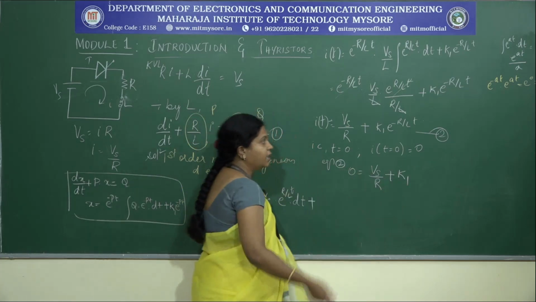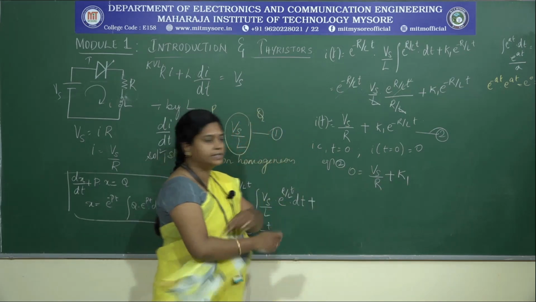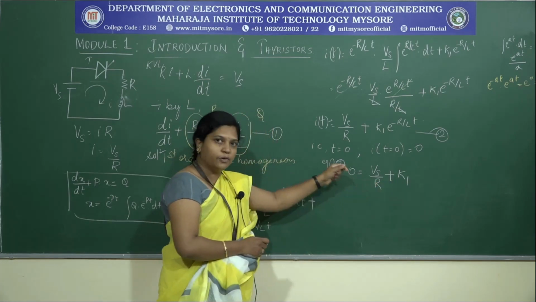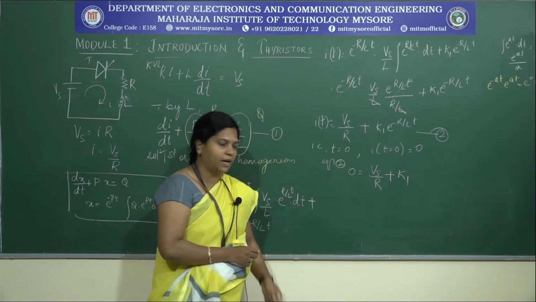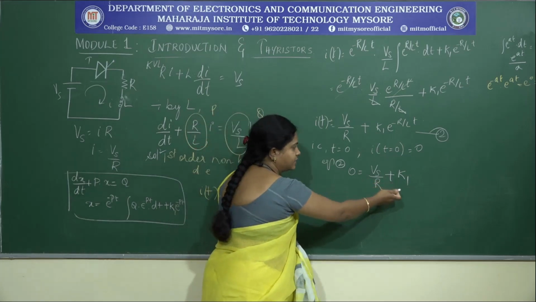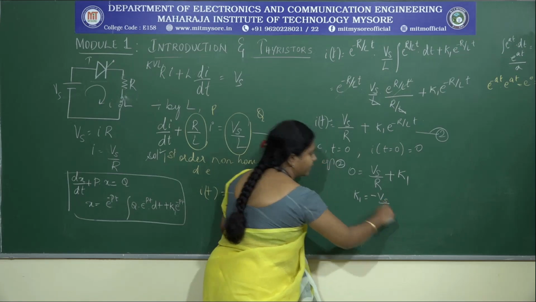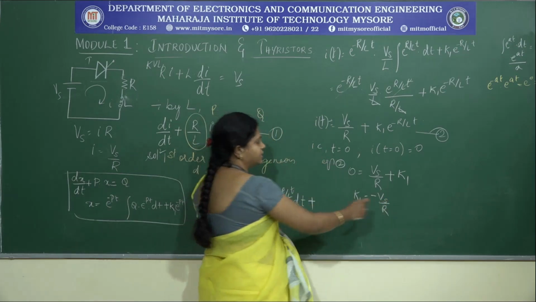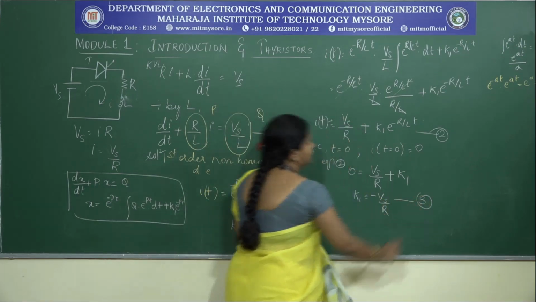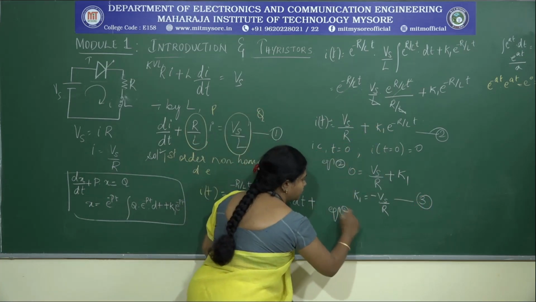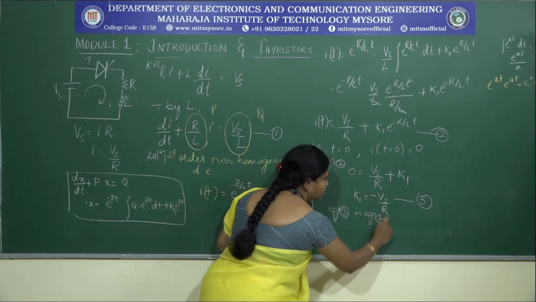So, K1. Now, you should find out the value of this integration constant K1. For finding out the integration constant K1, you can bring this K1 to the other side of the equation, we will get minus Vs by R. Call this as equation number 3. Substitute equation 3 in equation 2.